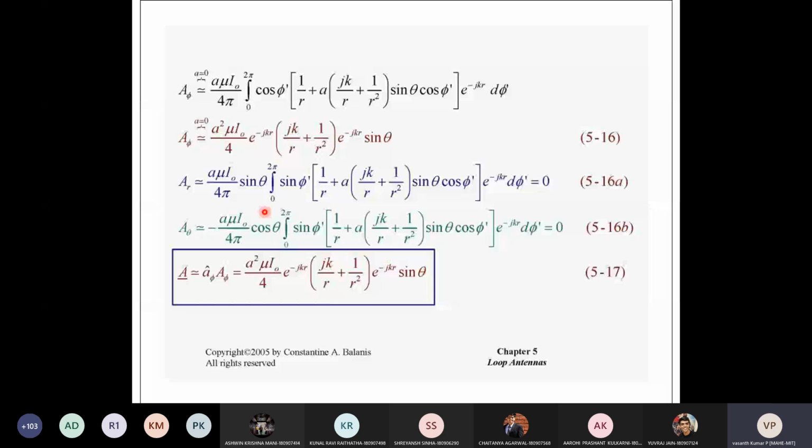Even otherwise we can say that these are 0, because current is in the phi direction, so A also should be in the phi direction. So the AR component and A theta component should be 0. So A is nearly equal to A phi cap, A phi, this expression. Is it fine? So this is the total A. AR and A theta components are 0. Is it okay? Yes, sir.